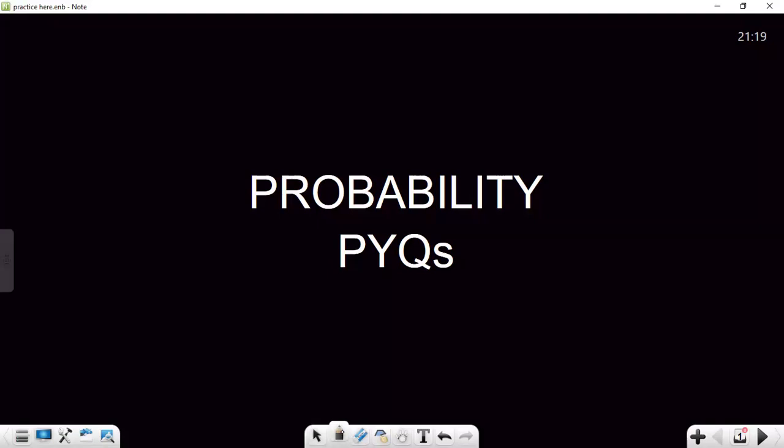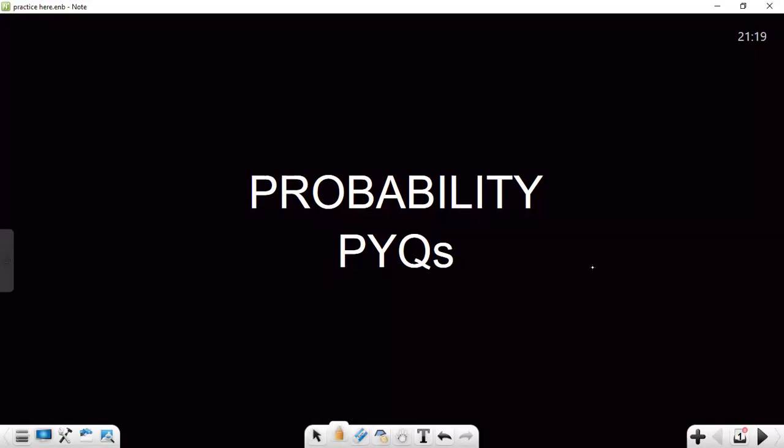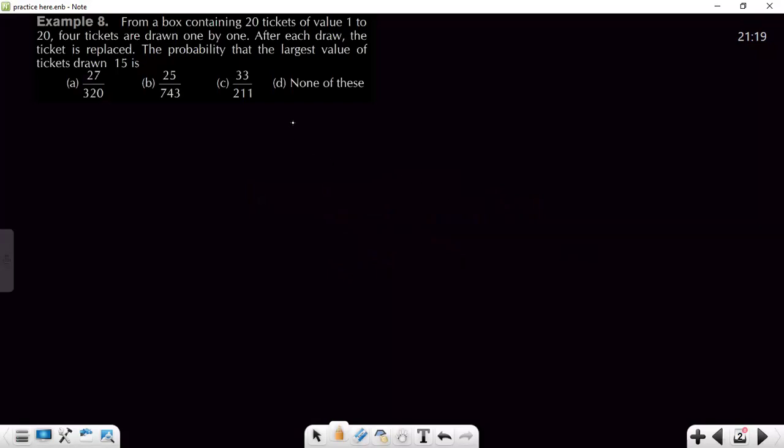So probability is a very important chapter from the perspective of UPSC and DA. Let's start with the first question that we were solving in a previous class. It's not a previous year question, but an important example.